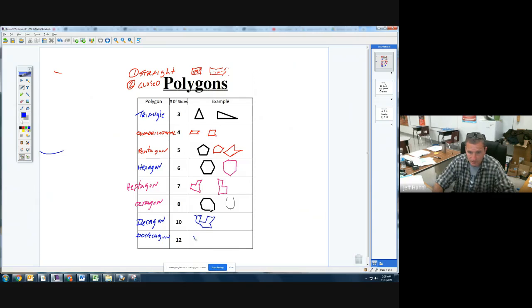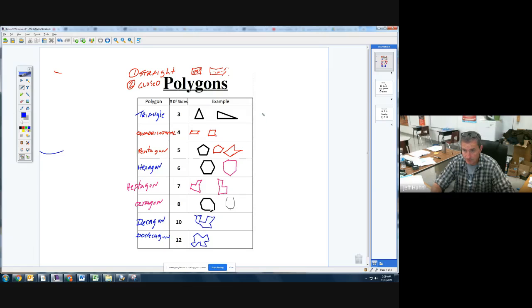Let's try. 1, 2, 3, 4, 5, 6, 7, 8, 9, 10, 11, 12. Look at my little dinosaur sort of shape there. So those are the shapes and those are your names. You have your notes there, and you're going to need to look at those because the book will ask you questions on those.